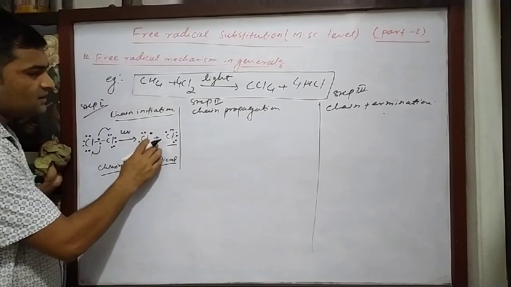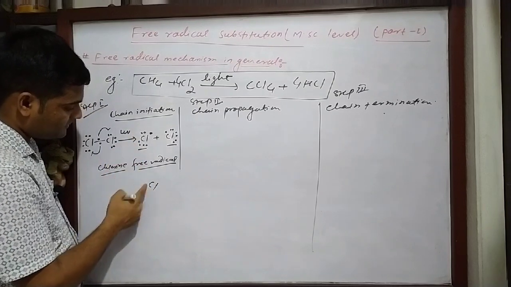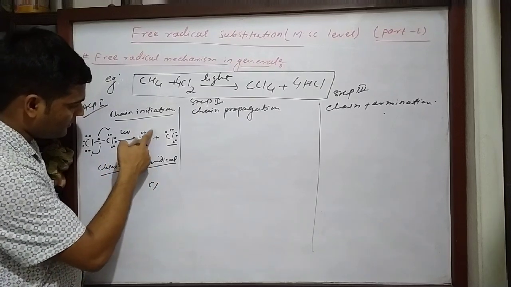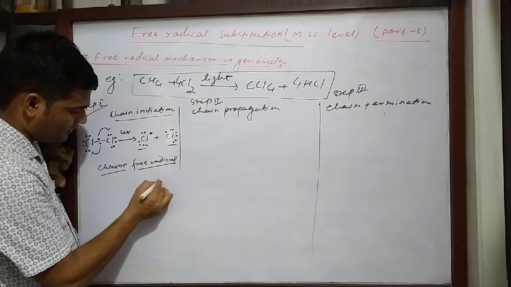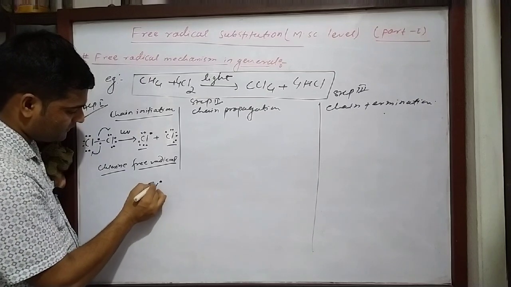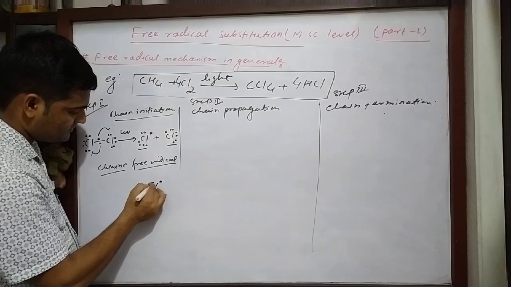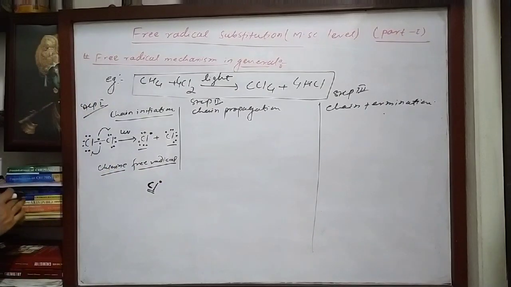And how do we represent this chlorine radical? The pair electrons are not represented. Simply, here chlorine contains one odd electron. These three are pairs, but this one is unpaired, and this chlorine radical is represented by the symbol Cl. This is Cl radical.